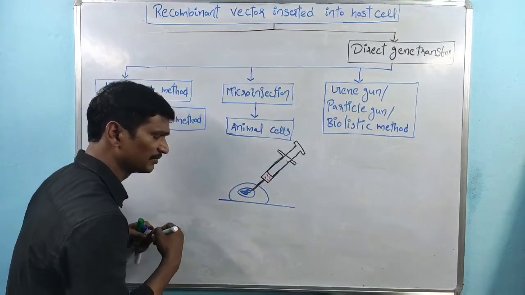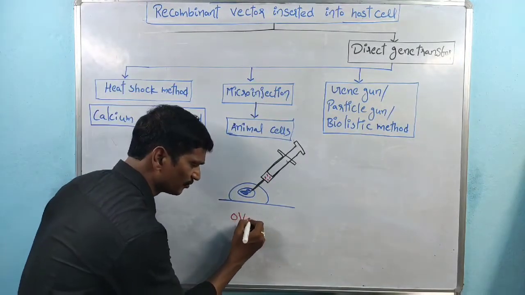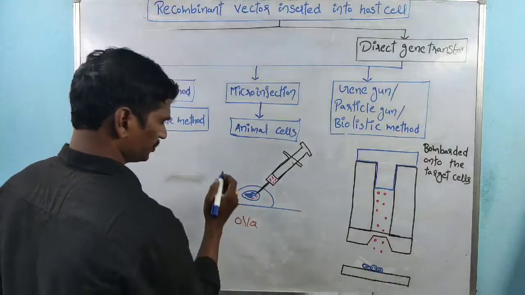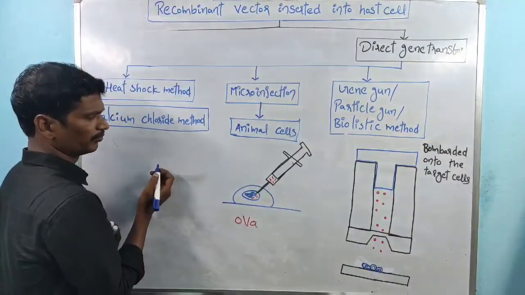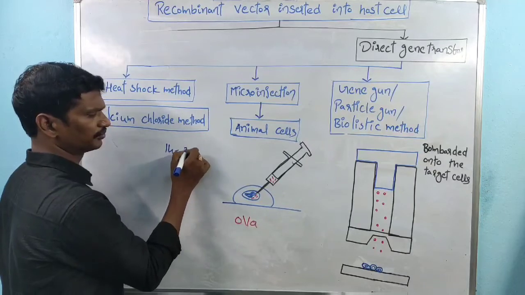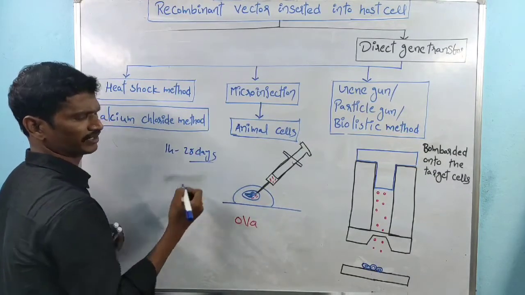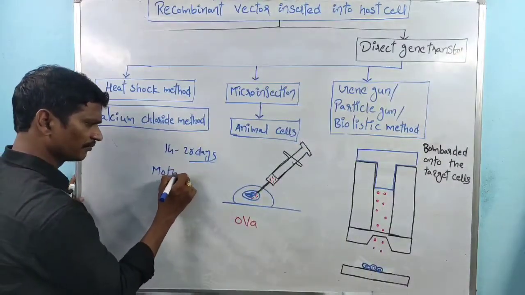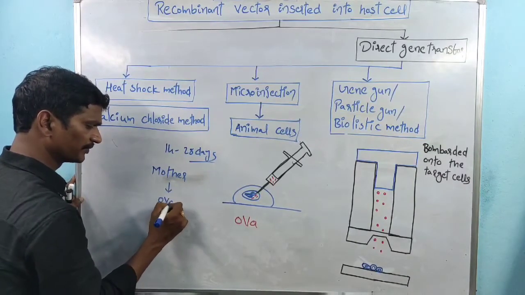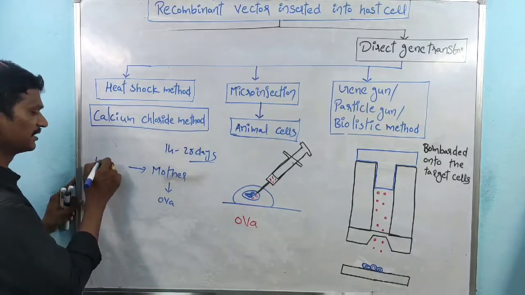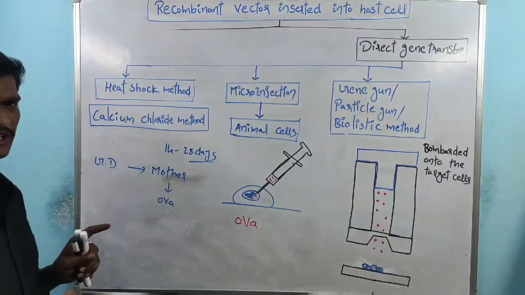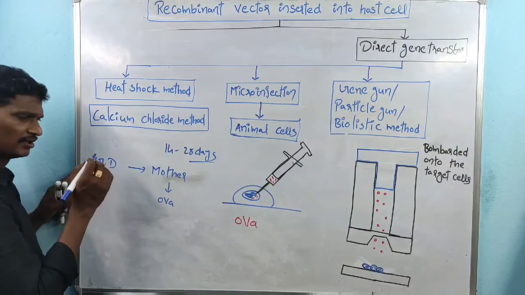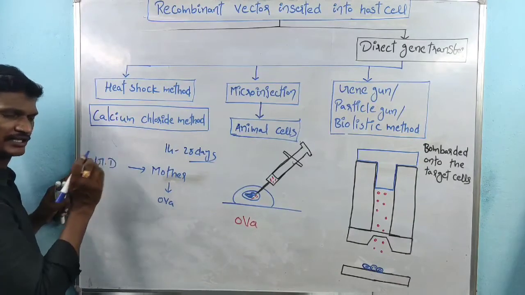So this is one of the animal cells. The best example is, imagine, the ova. The cell is the ova. Within the human body, especially in the woman's body, 14 to 28 days are required for the production of one ova. Or suppose from one mother we collected ova, and the mother has some genetic disorders.